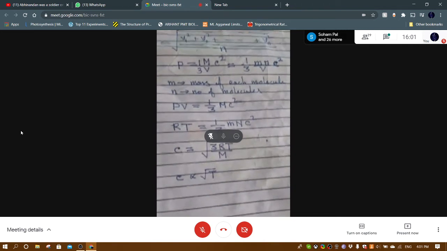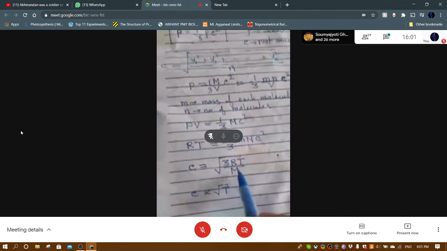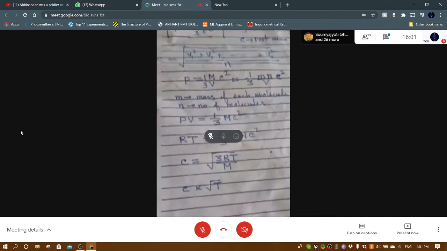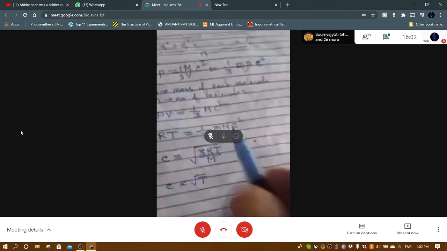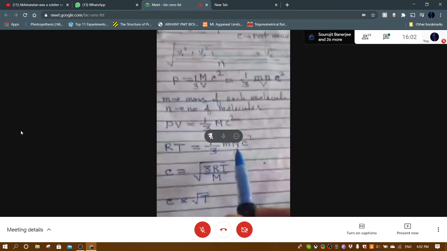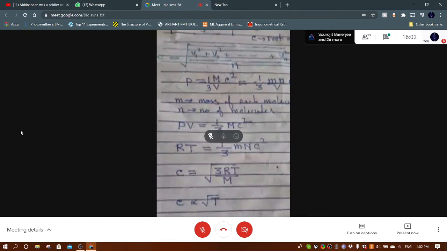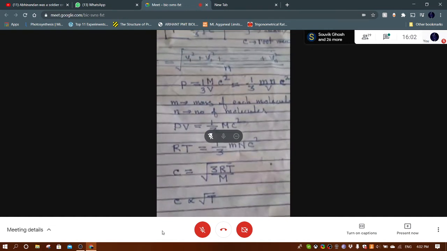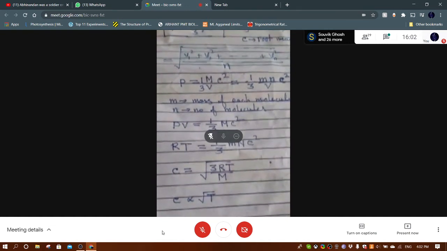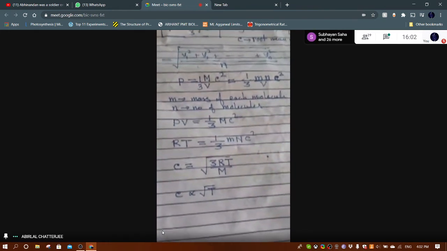Capital M is the total mass of the gas, molar mass. Capital N is Avogadro's number. I've taken 1 mole of gas, so small n will become 1. Then capital N, 1 mole of gas, is how many number of molecules? Avogadro's number.